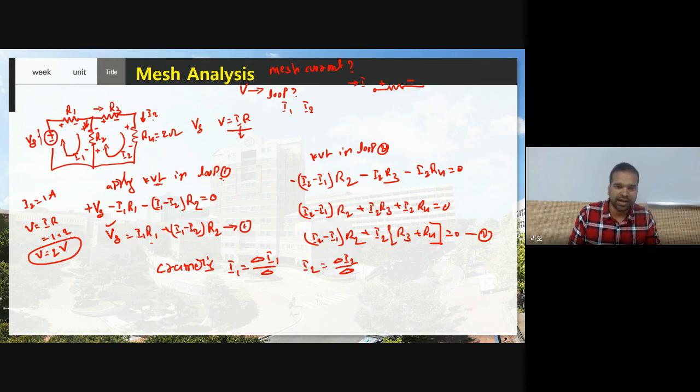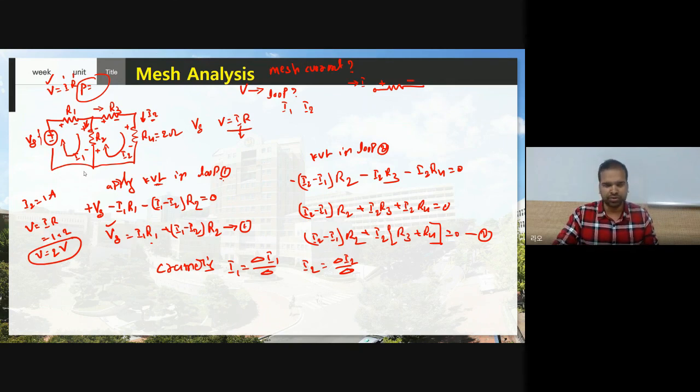Once you know the loop mesh current, you can find voltage anywhere. Suppose here I want to find voltage. What is the voltage at R1? V equal to IR. Now if you know I1, see, you can substitute here and you can substitute resistance, then you will find the voltage. Once you know voltage, current and resistance, you can also find what? Power. So once you know mesh currents, you can find whatever parameter you want in that circuit.